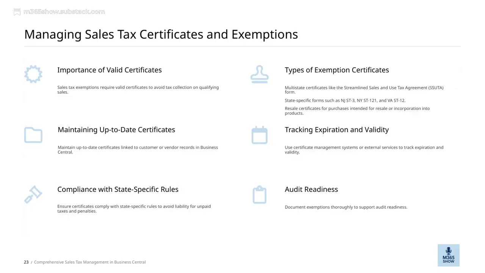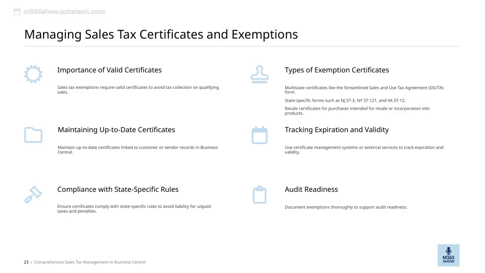Now, let's talk about managing sales tax certificates and exemptions effectively within Business Central. It's essential to use dedicated certificate management systems or even external services to keep track of expiration dates and validity statuses. This way, you can ensure that your certificates are always current and compliant. It's also crucial to thoroughly document exemptions, as this supports your audit readiness. Proper documentation can save you a lot of trouble if an audit ever occurs.